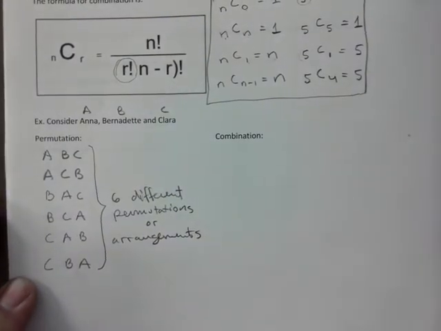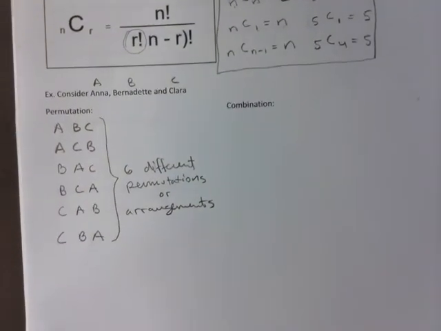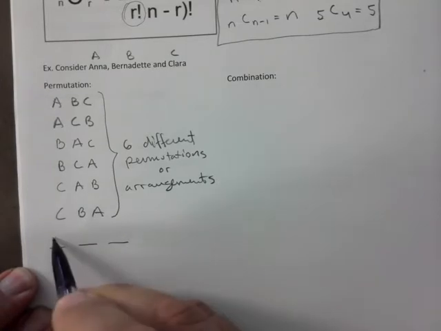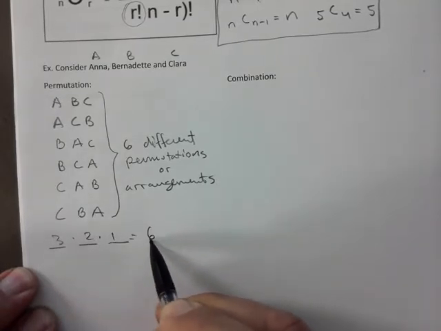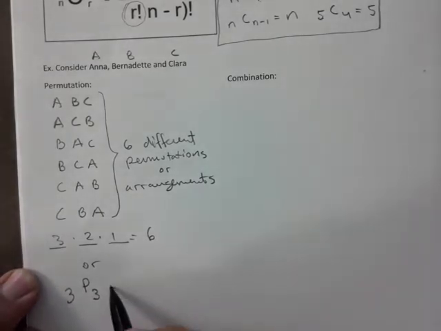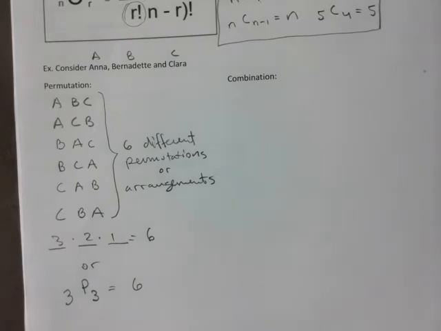Okay, that's that. And you can confirm this using the counting principle, right? If you're arranging them, it's 3 times 2 times 1, which is 6. Or you could use permutation notation, where out of 3, you're going to pick 3 to arrange. So no repetition, of course. That is still 6. So that all jives, right?